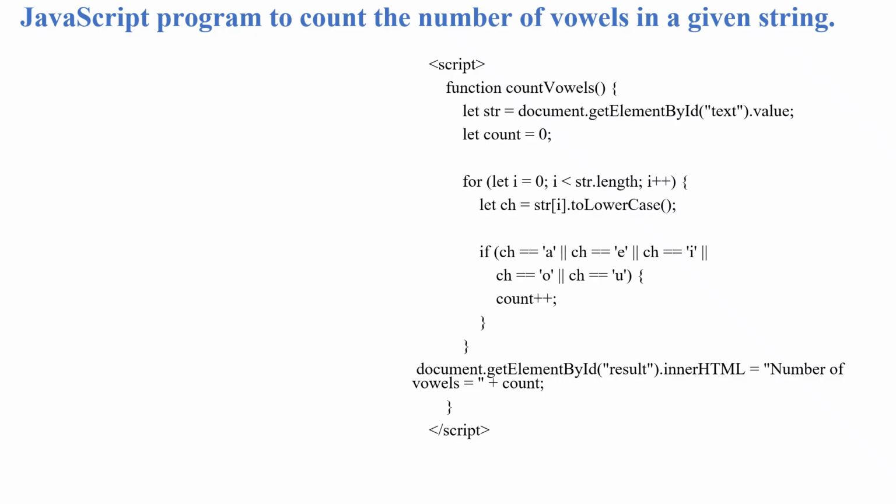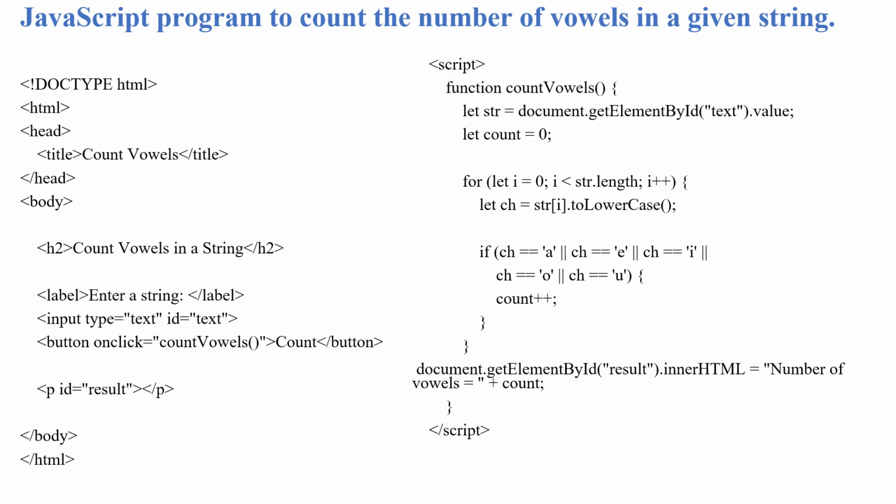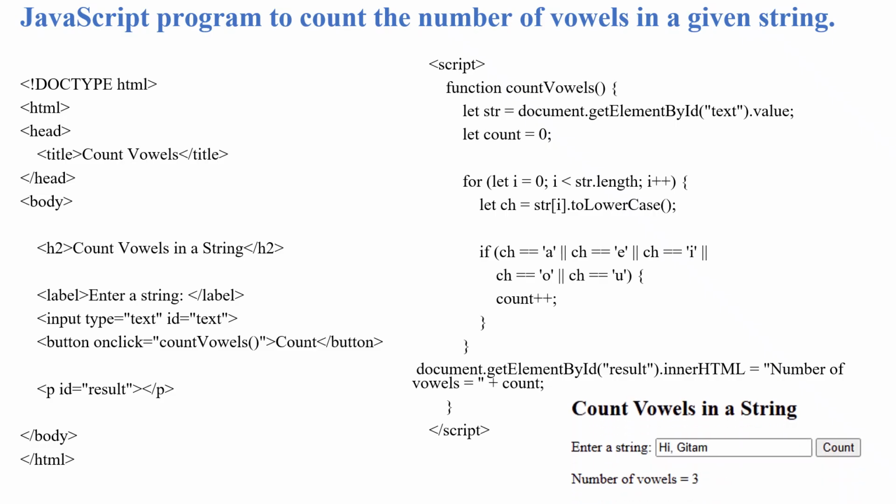We use let and var in order to declare variables. Here a for loop is used, checking for A, E, I, O, U. If any of these is found in the given string, it is taken into the count. Finally, the script function can be added either in the head section or in the body section. The output looks like the count of vowels in a string. Enter the string, hi Gita. If you click on count, it shows how many vowels appear here.